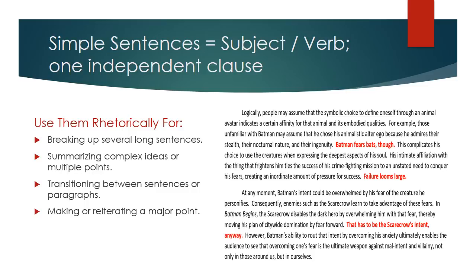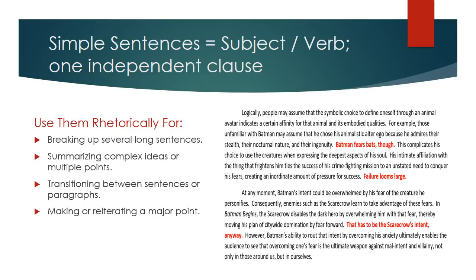The second one, "Failure looms large," is one that's reiterating a point. In the previous sentence, it's talking about how Batman's fear of bats could become a problem for him, and creates pressure. But what it really comes down to is that there's always failure looming over him. So the three words "failure looms large" really help to drive that point home. It's like what I said with hitting the nail one more time.